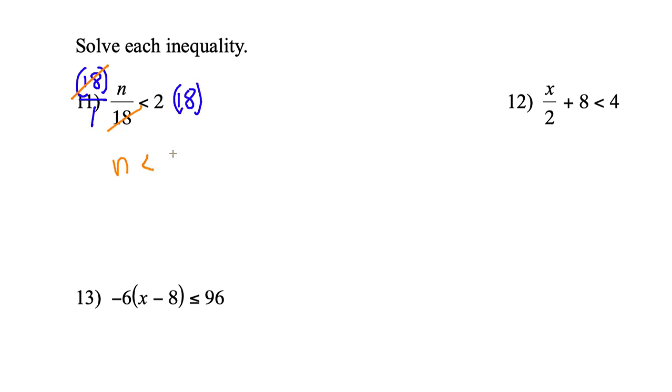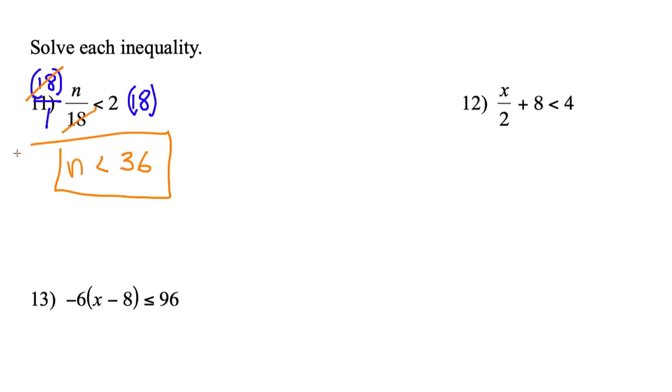And 2 times 18 is 36. My final answer is n is less than 36. So that was number 11. Question, yes, Larissa. Can you also do number 12? Yeah, number 12. So number 12 is very similar to number 11. It just has an additional step.